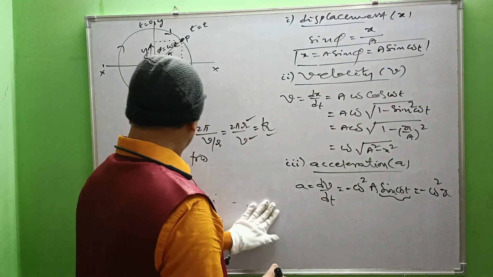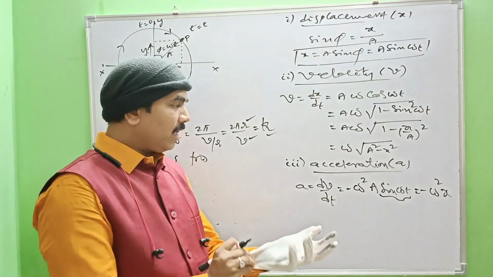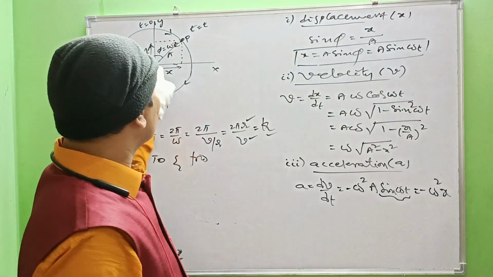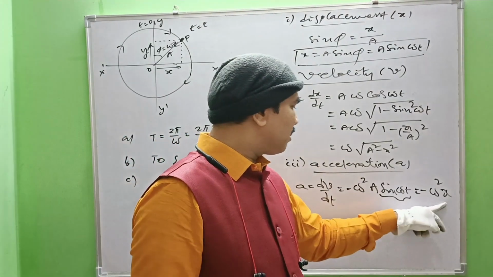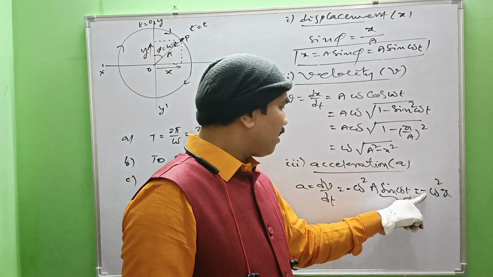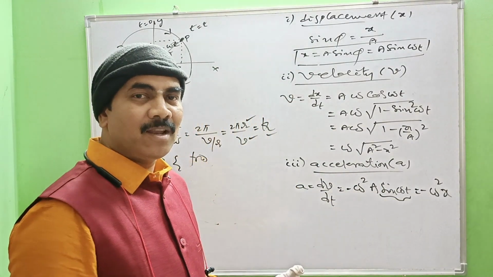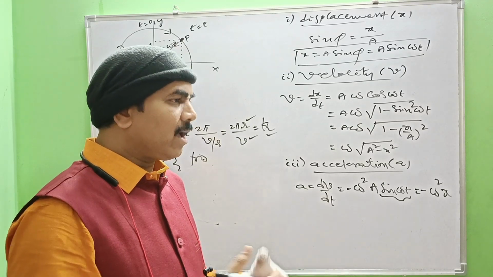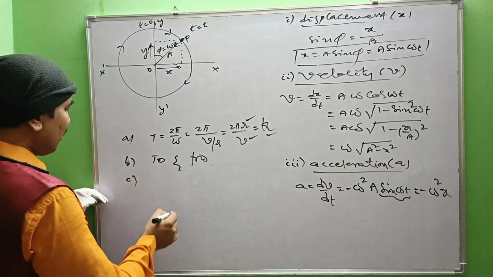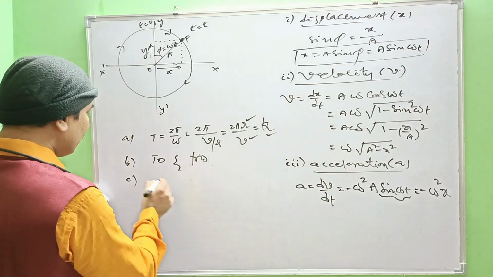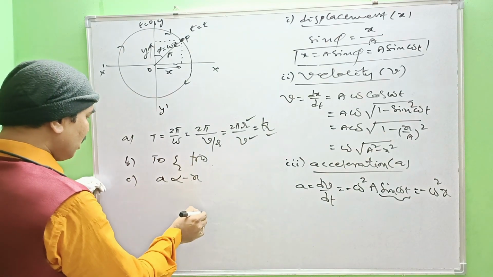Now, what is the third condition? Acceleration of the projection must be directly proportional to x, directed opposite to the displacement, and always directed towards the mean position. Now let us see that condition. Here I am drawing a is proportional to minus x. This is the third condition.